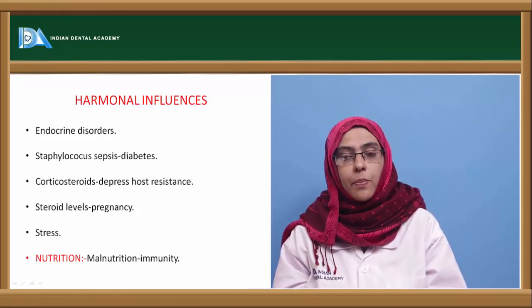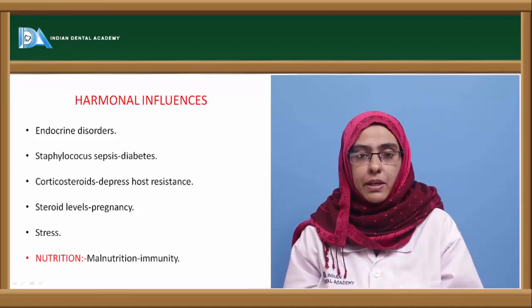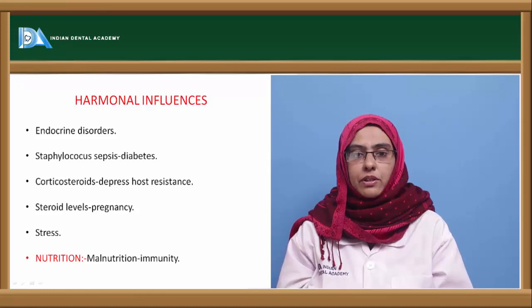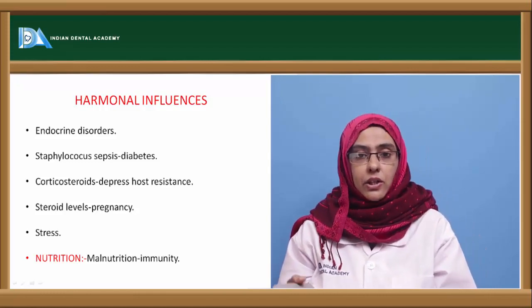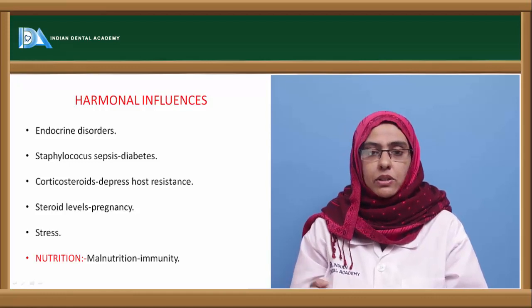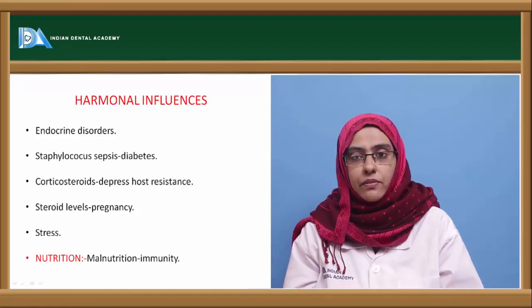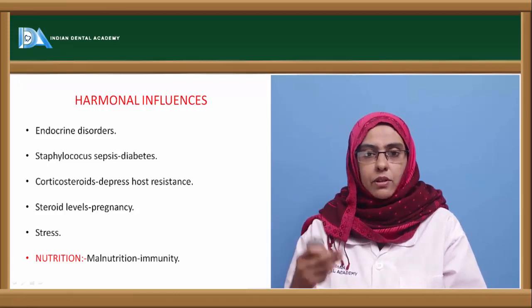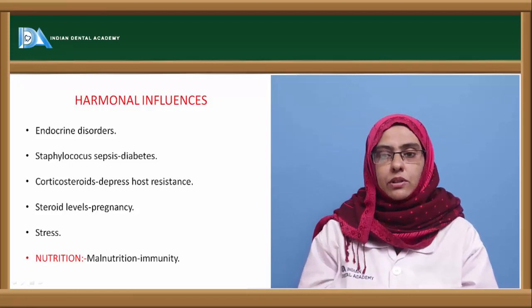And the increase in steroid levels during pregnancy also makes the pregnant woman more susceptible to different types of infections. And then we have stress, which usually brings about different hormonal imbalances in our body, leading to different types of infection. So hormonal influence also has a predominant effect on the person's immune system.